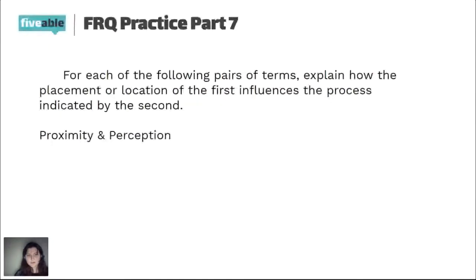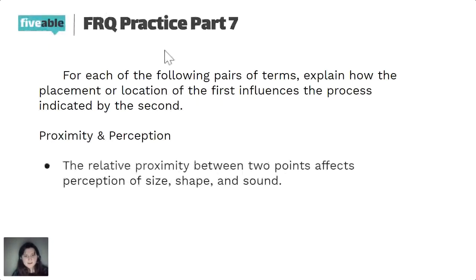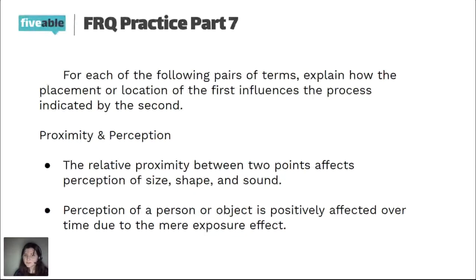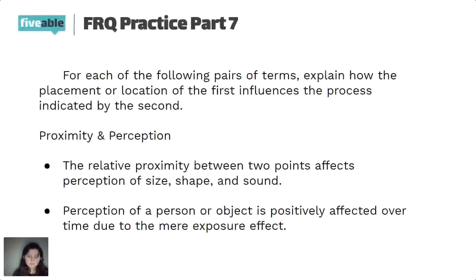Okay, let's get into it then. "The relative proximity between two points affects the perception of size, shape, and sound." It's a fairly vague answer, but it gets the point across. You can still get a few points. And then "the perception of a person or object is positively affected over time due to the mere exposure effect." That's a completely different approach to this question, but it still works as an answer. As well as the Gestalt psychology approach, which was in the chat but wasn't on the slideshow.